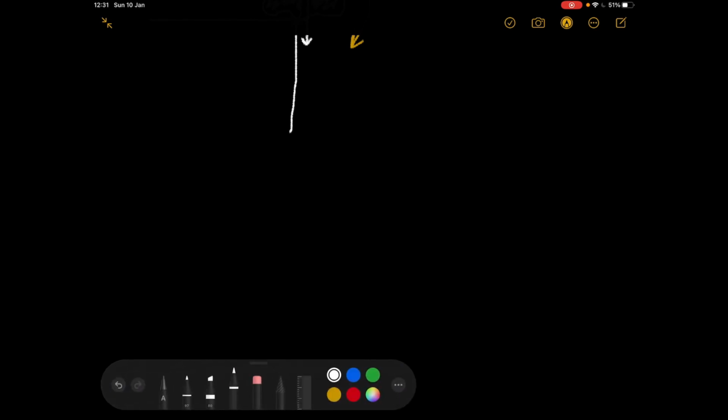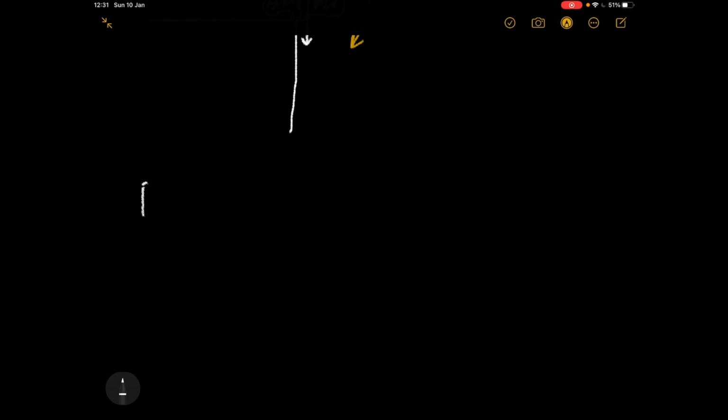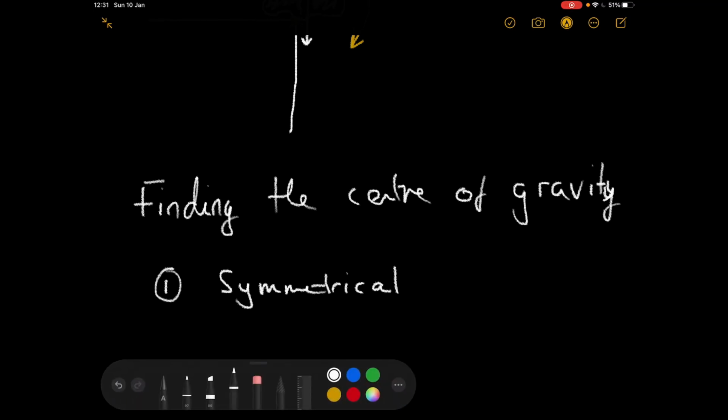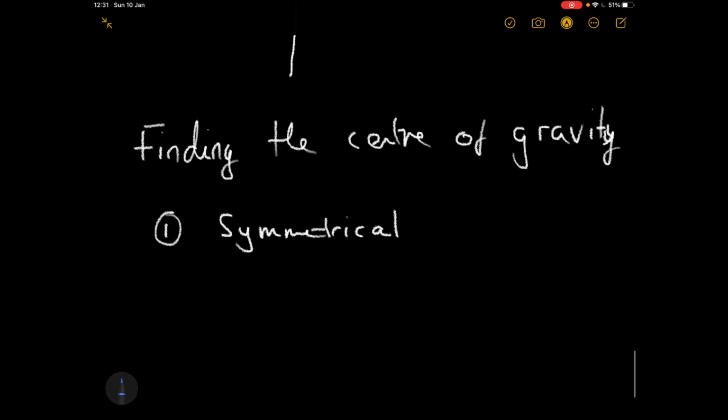Now, how do you find the center of gravity? And this is the actual bit you need to know, really. There are two methods. The first method is, if the object is symmetrical. If an object is symmetrical, you can simply use lines of symmetry.